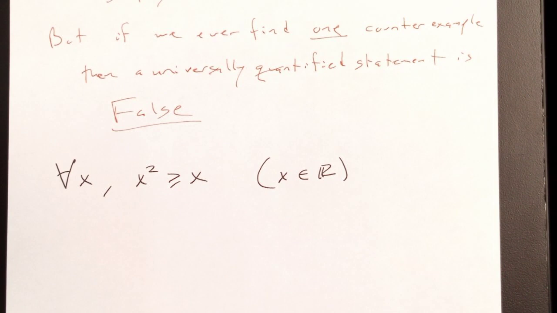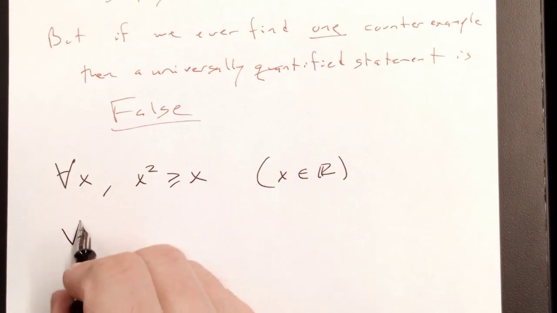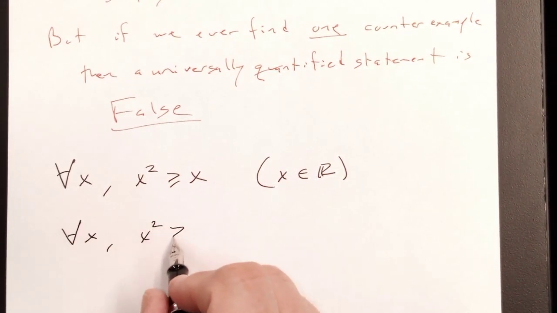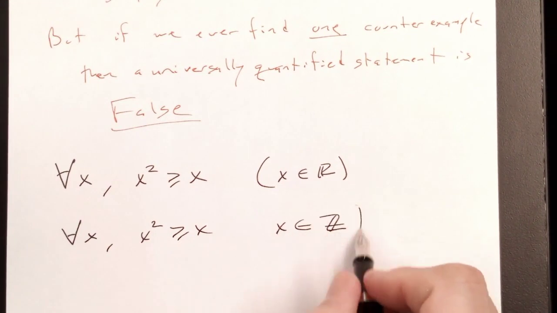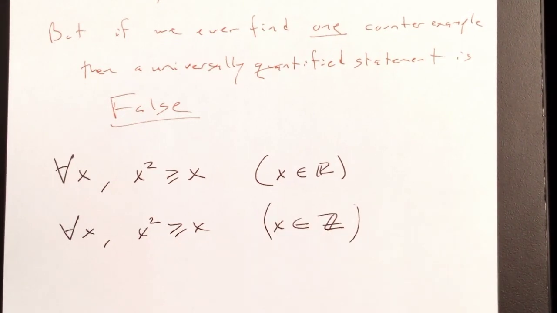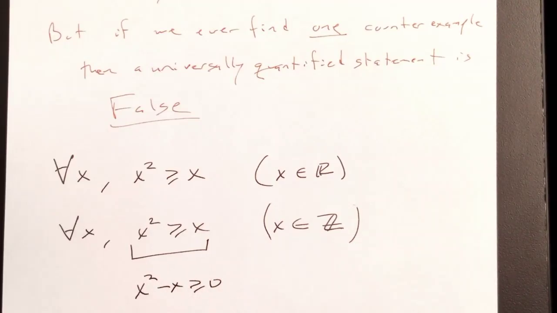False. Why? Aha! What's 1/2 squared? 1/4, which is smaller. But if I'm looking at integers, then this is actually true, because the only numbers where it's false are between 0 and 1. Before you look at me like I'm out of my mind, let's think about this sentence is the same as this one, right?